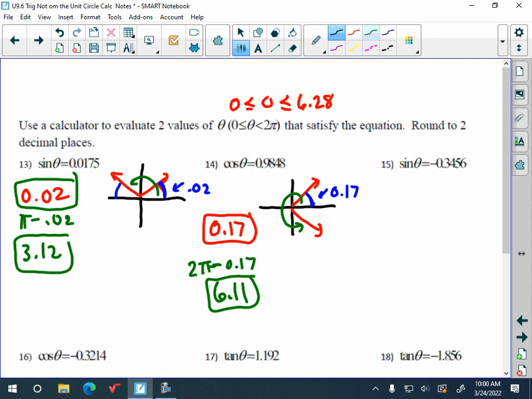All right, 15. Sine is negative. So what 2 quadrants is sine negative in? Okay, in 3 and 4. So let's see what the calculator gives us. So you get negative 0.35. So that's going to be this angle right here. Okay, that's the reference angle, 0.35, which is the same as this angle over here.